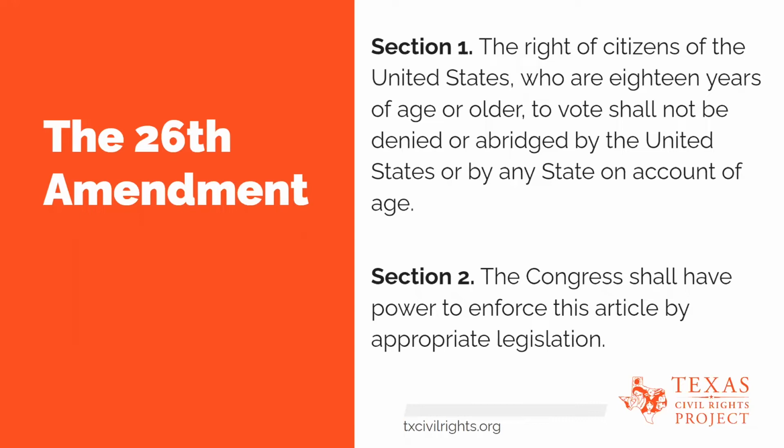Now, at the time it was ratified in 1971, it was estimated that the 26th Amendment's passage would mean an increase of about 10 million potential voters nationwide. And by 2022, the number of 18 to 20 year olds in the US had risen to about 12.9 million. So the passage and ratification of the 26th Amendment immediately impacted millions of young Americans in 1971. And it continues to provide the basis for millions of young Americans today to exercise their right to vote.